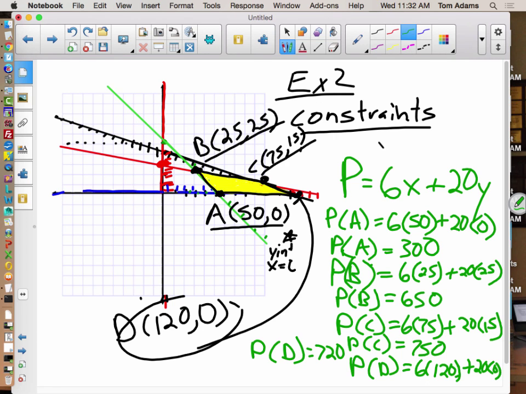So which one's the maximum value? C, right? So C gives me the maximum profit. What does that tell me? It tells me I need to make how many t-shirts and how many sweatshirts? 75 and 15. So if I make 75 t-shirts and 15 sweatshirts, and I sell that many t-shirts and sweatshirts, I'll make the maximum profit.